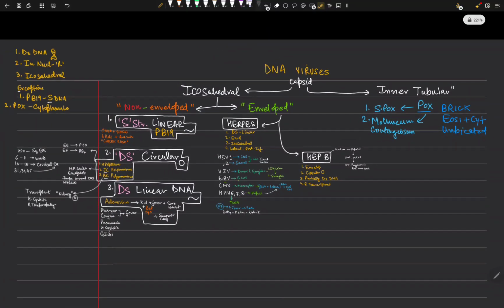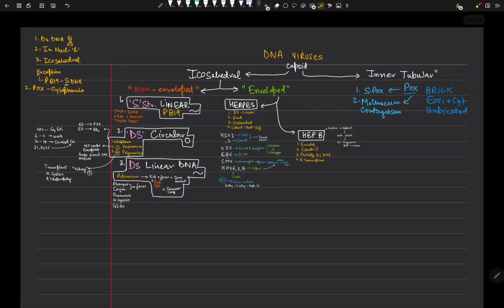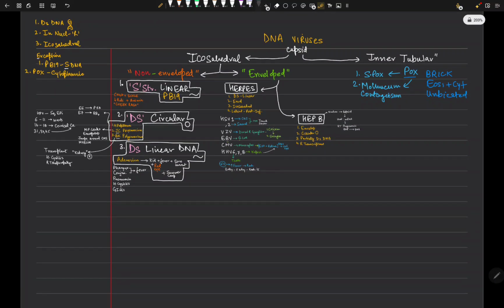Iso here means equal. So that's it. Have a nice day, DNA viruses.